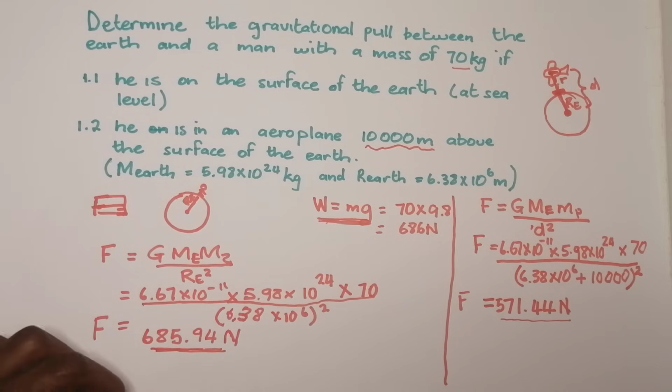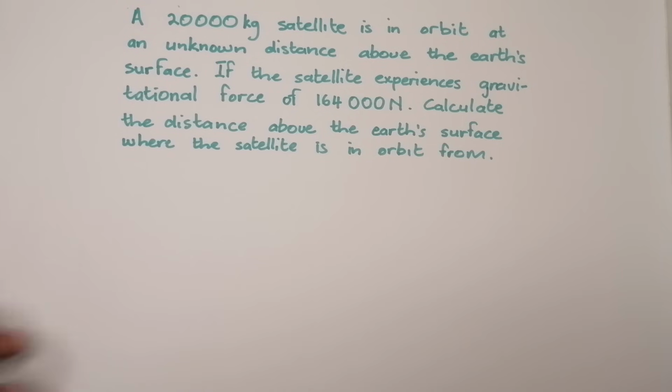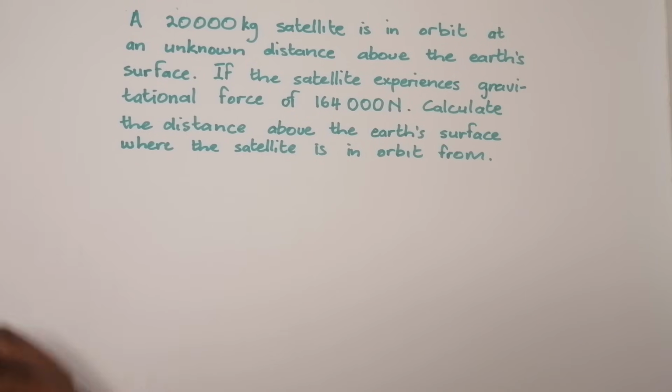Shall we grab another quick question? All right, so that we can make sure that we solidify the concept. And the last thing that I'm going to cover is just the graphs, so that you'll see what the graphs should actually look like. Okay, so the next question says, a 20 kilogram satellite is in orbit at an unknown distance above the Earth's surface. If the satellite experiences a gravitational force of 164,000 newtons, calculate the distance above the Earth's surface where the satellite is in orbit from.